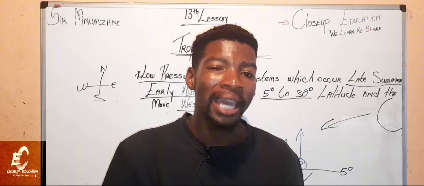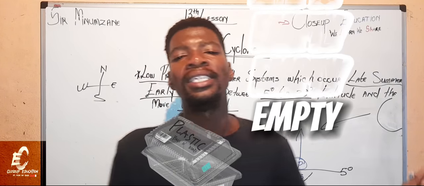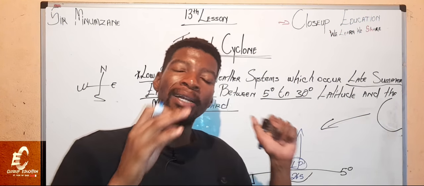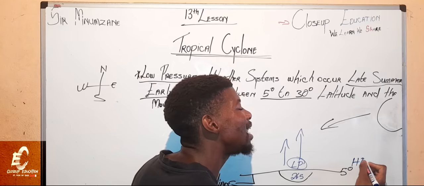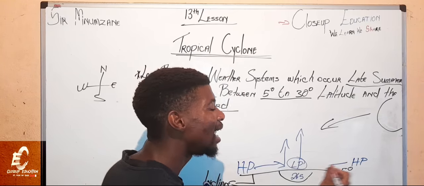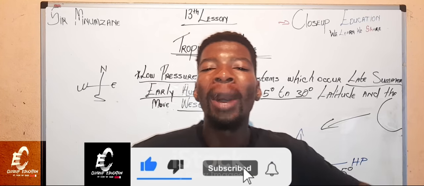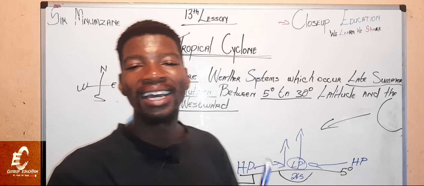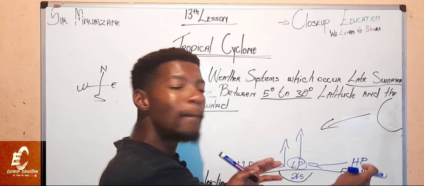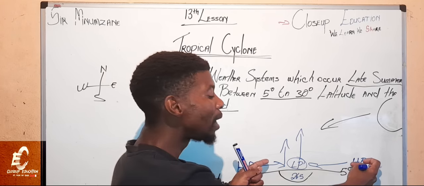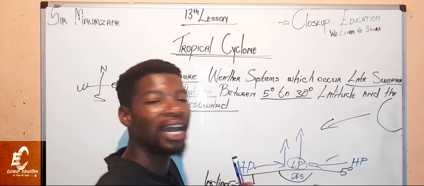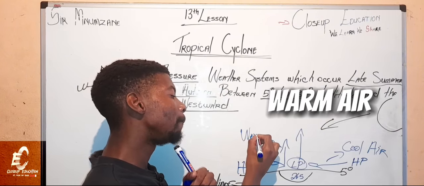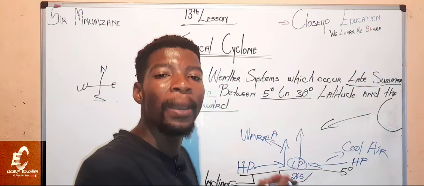And when rising air begins to occur, this area will now be empty, right? I've spoken about this in the video before this one: air pressure moves from high pressure areas to low pressure areas. So the air will begin to move from high pressure areas to fill up the gap which was opened by the rising air. So as this air rises, there will be a gap. Air pressure moves from high pressure to low pressure, so there will be cool air moving towards the low pressure areas. So this is what we call our cool air, and this is what we call our warm air. When that happens, we know what's going to occur.